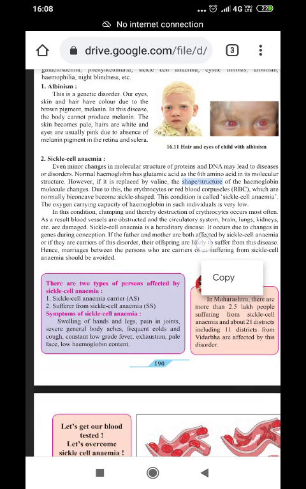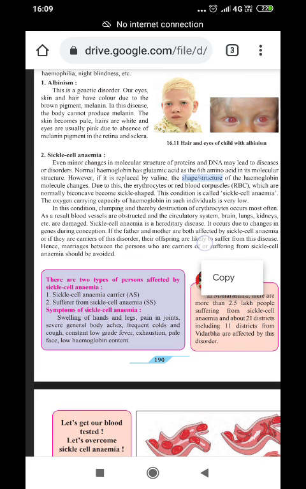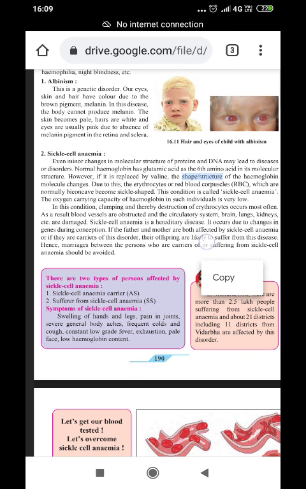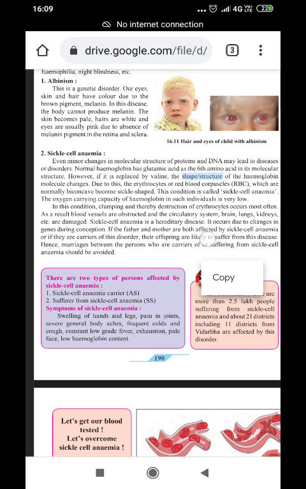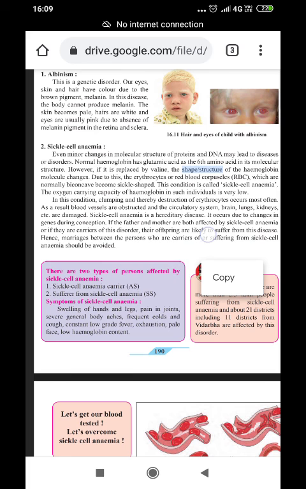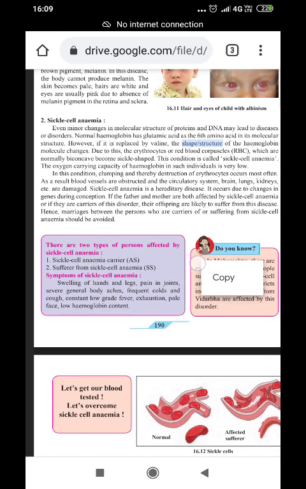Now, what is actually albinism? This is a genetic disorder. Our eyes, skin, and hair have color due to the brown pigment melanin. In this disease, the body cannot produce melanin. Because of melanin, we get the color of the skin. When melanin is absent, the actual color of the skin is not present. So here, the disease is caused due to the absence of the pigment melanin. The skin becomes pale, hairs are white, and eyes are usually pink due to the absence of melanin pigment in the retina and sclera.